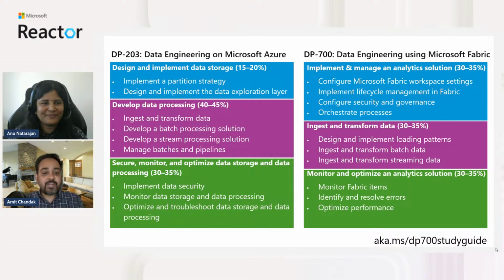Cool. So DP-700 is centered on Fabric's unified workspace, streamlining the workflows across ingestion, while DP-203 was multiple Azure services. Now here all the services are together, so you don't have to search where that service is and where the documentation is. Here it's all in one place. So the services like data science, data engineering, analytics and real-time intelligence are all bundled together within Fabric, right?